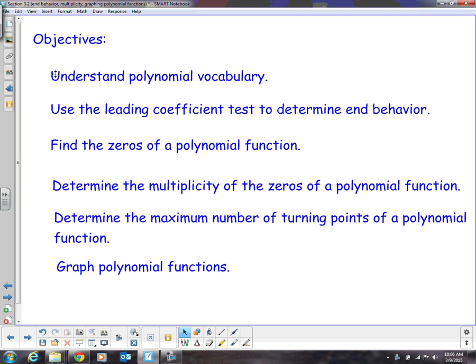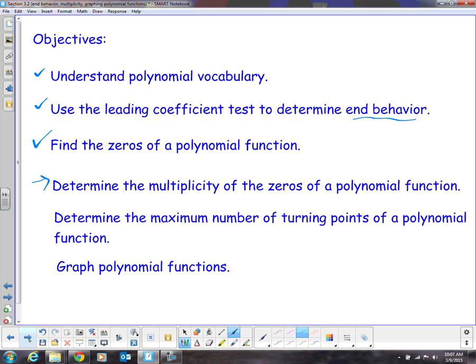All right, so we're going to understand polynomial vocabulary today. We are going to use the leading coefficient test to determine end behavior of a polynomial, find zeros of a polynomial, and definitely determine multiplicity. We're going to investigate that tomorrow. You'll have notes on that Wednesday. Determine the maximum number of turning points of a polynomial, and then we're going to graph them.